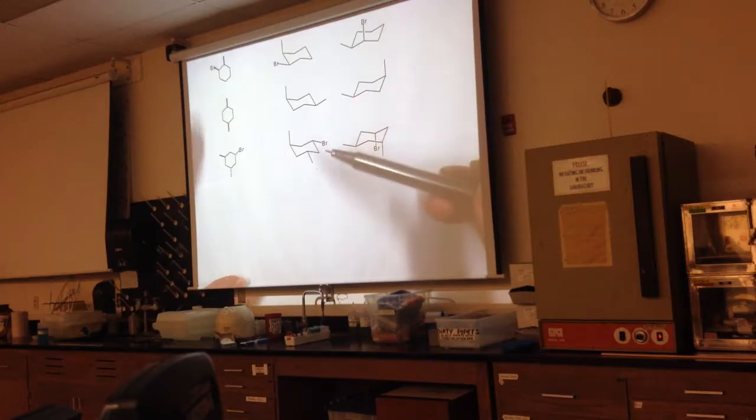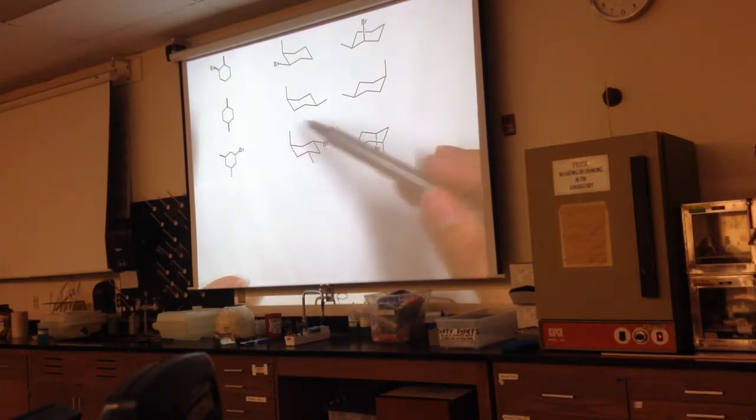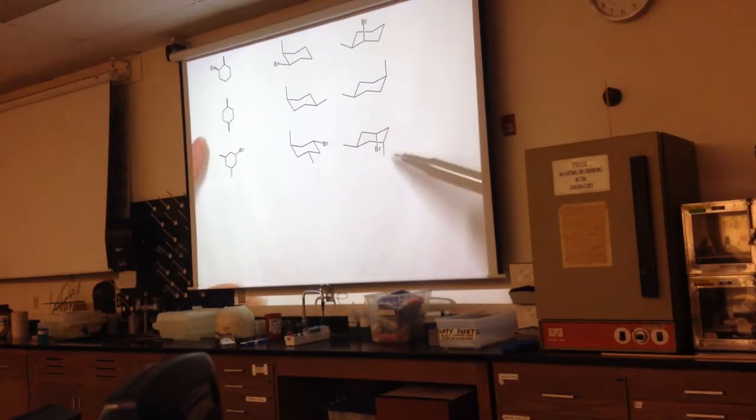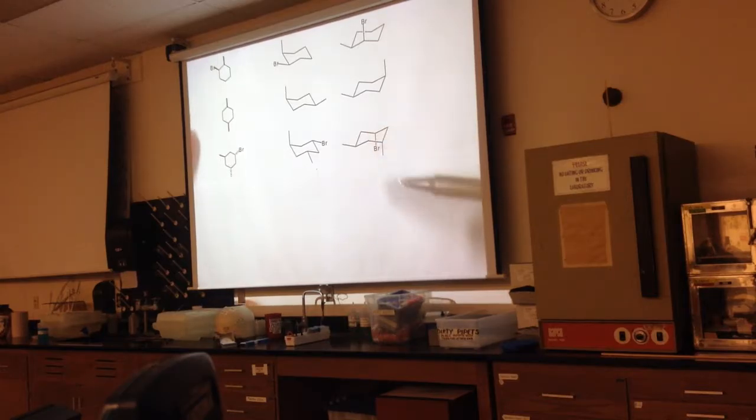So you need to have, in one chair, axial, equatorial, equatorial. So check your chairs. One chair needs to have axial, equatorial, equatorial. The other chair ends up having equatorial, axial, axial. That's what I'm going to be looking for, okay?